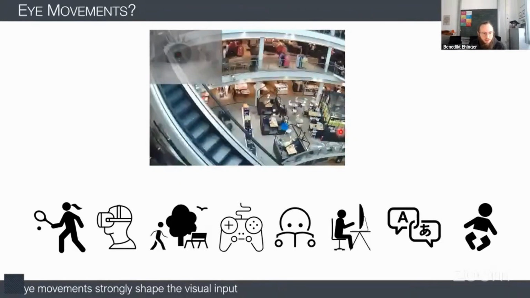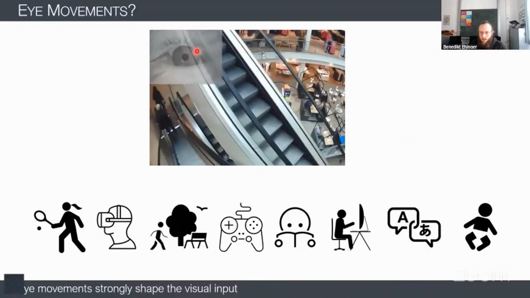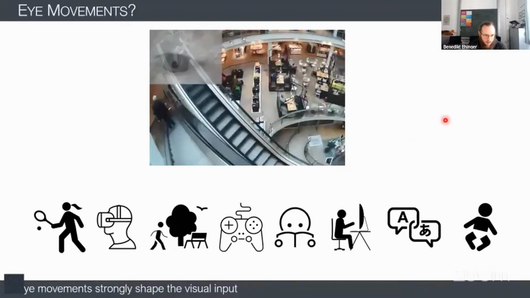I started out with this: how do you even start analyzing something like that? What do you do if people move their eyes, right? You have a whole bunch of problems that I will discuss in a second.